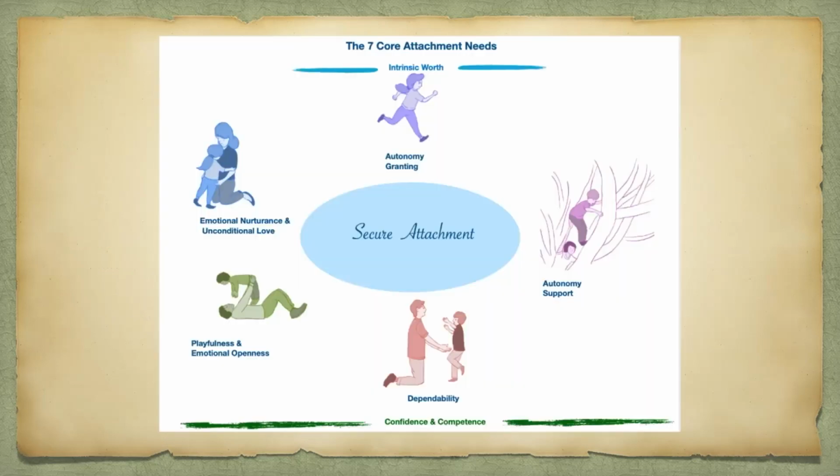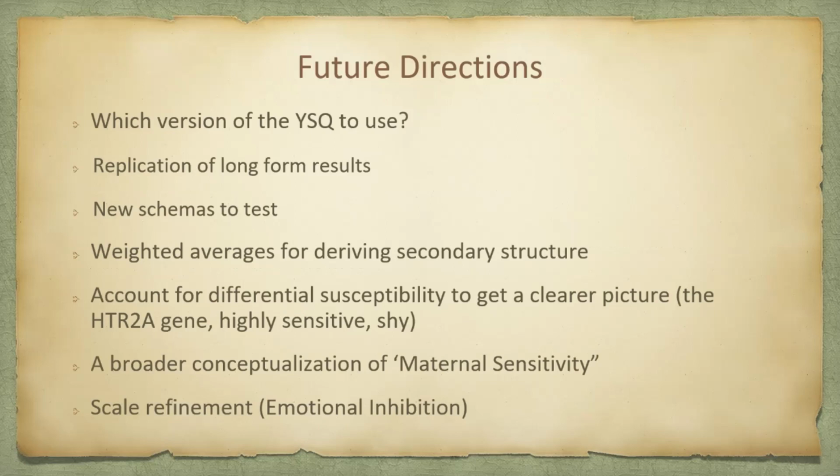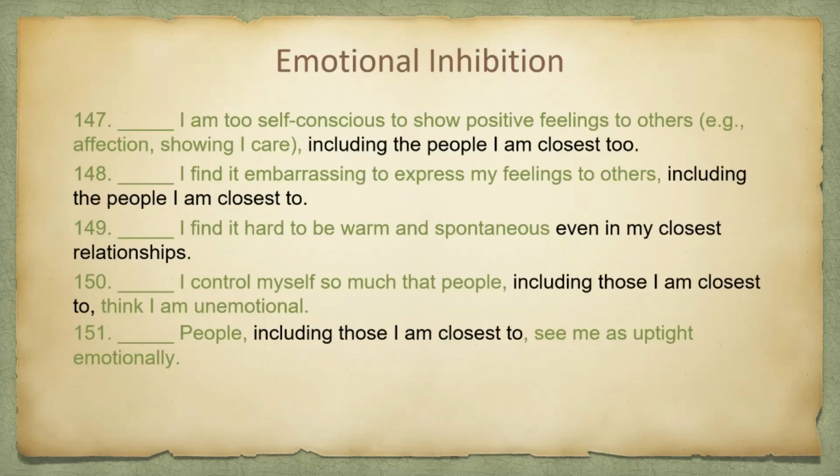Let me go to the final one. And then some future directions, which version of the YSQ to use. Chris talked about that already. New schemas to test. What I want to focus on here is scale refinement with emotional inhibition. We go to the next one.